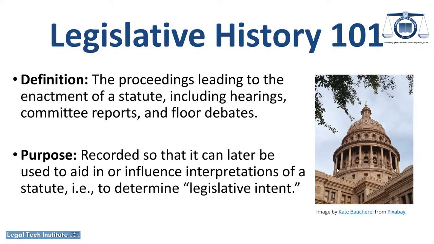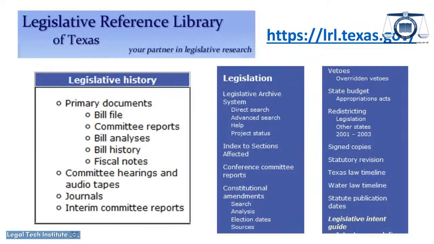And the Legislative Reference Library of Texas has a really good guide to researching legislative history and intent on its website. They also have a legislative history archive system where you can search bill files, and you can see scanned images of the bill of a law as it progresses through the process of becoming law. For all of your Texas legislative history research needs, the Legislative Reference Library of Texas is the place to go.